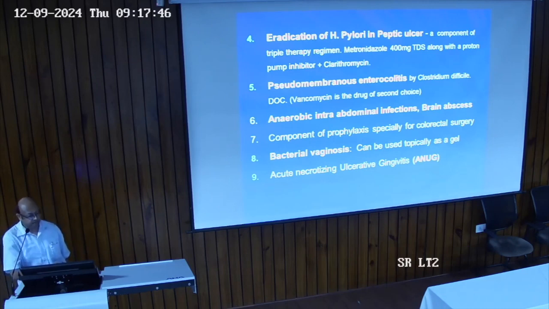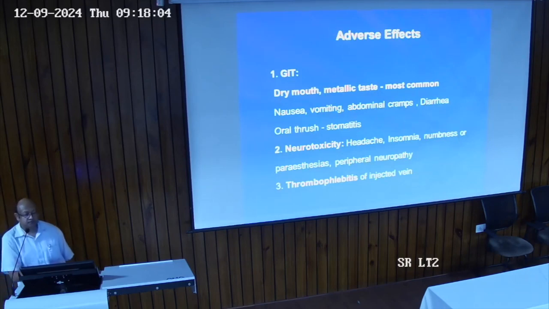So you have bacterial vaginosis, another area where metronidazole is used, and then you have acute necrotizing ulcerative gingivitis, very rarely seen, but yes, it's a good area where metronidazole can be given. Then you have adverse effects in the GIT, that is dry mouth and metallic taste. Most of you might have experienced some kind of food poisoning in your life. Whenever you have food poisoning, you take Norflox TZ, Ciplox TZ, that is ciprofloxacin and tinidazole. Norflox TZ is norfloxacin and tinidazole. So today we are talking of tinidazole, metronidazole, secnidazole.